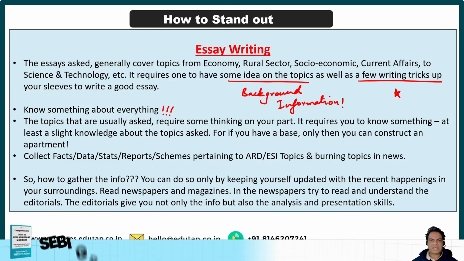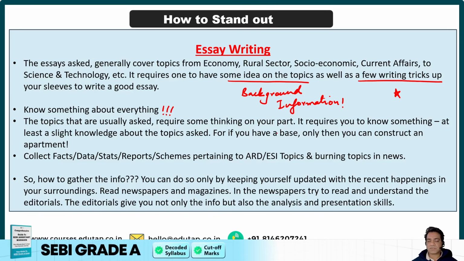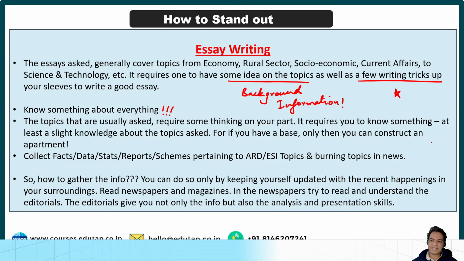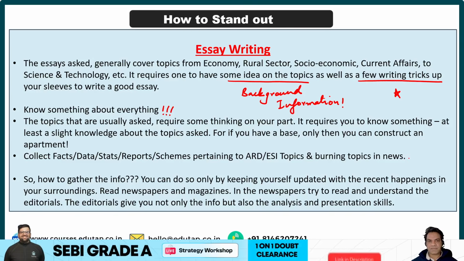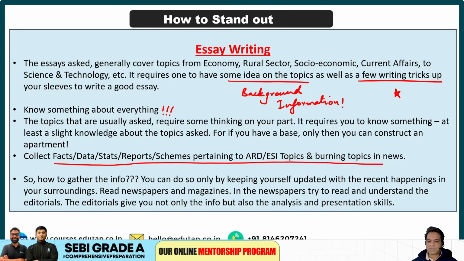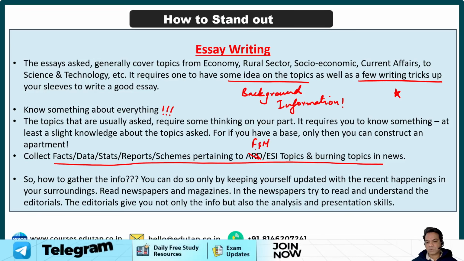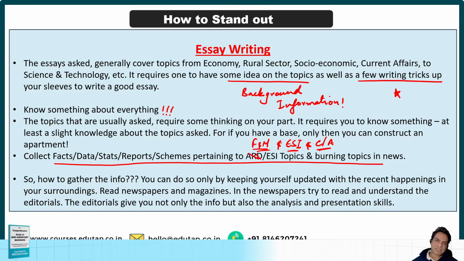It requires you to know at least some slight knowledge on the topics. Because only if you have a base, only then you can construct an apartment. So what you need to do is, when you are reading something for your finance, for economy, for current affairs, collect facts, data, statistics, reports, schemes pertaining to topics which are based on finance management and economic and social issues, plus your current affairs based issues. So these are the three definite verticals that you must look into when you are preparing for SEBI exam.